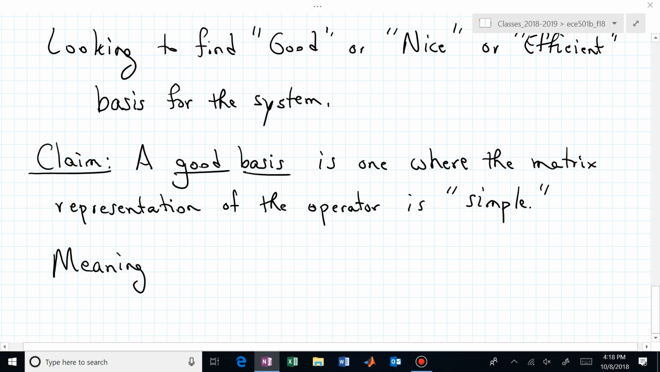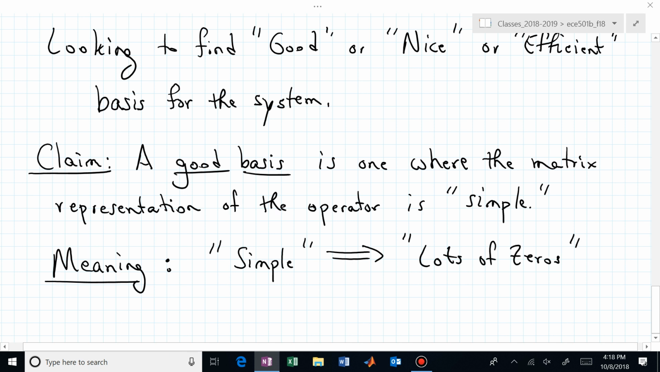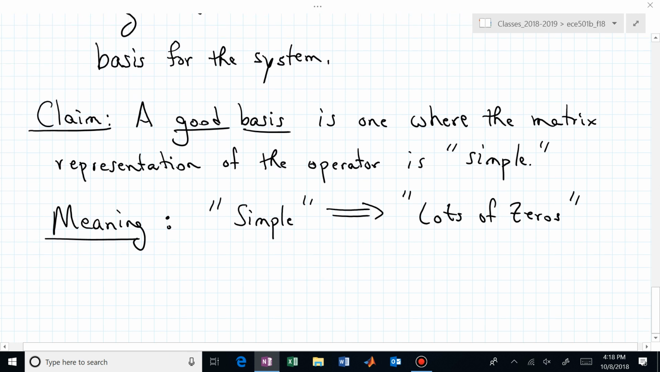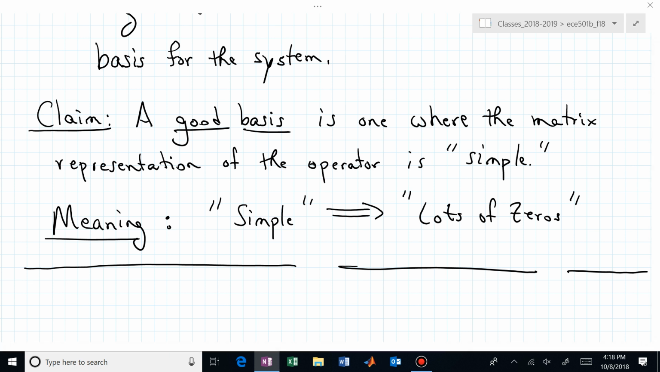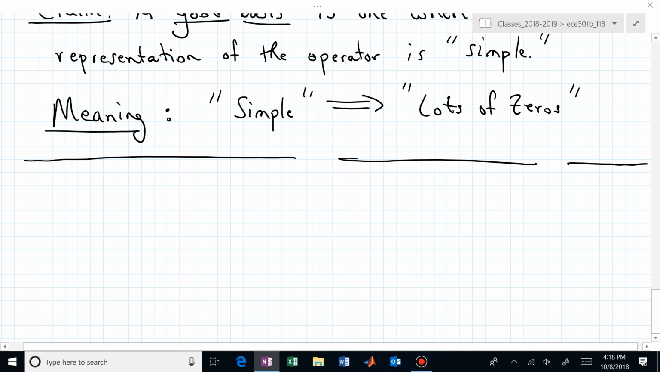And now I can try to define what I mean by simple. Simple means lots of zeros. So we're trying to now find a basis that we can use to find a matrix representation of a linear operator that makes this matrix representation simple. That's the strategy for today, really.